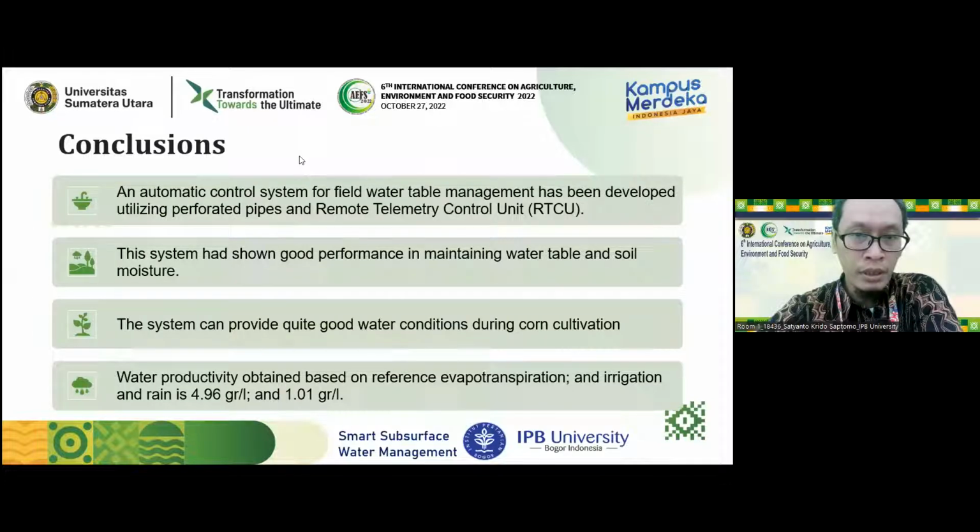So the automatic control system for field water management has been developed using perforated pipes and a remote telemetry control unit, and it has shown good performance in managing water table and soil moisture. It can provide good water conditions during corn cultivation. And the water productivity obtained based on this observation is 5 grams per liter over evapotranspiration and 1 gram per liter over irrigation and rain.